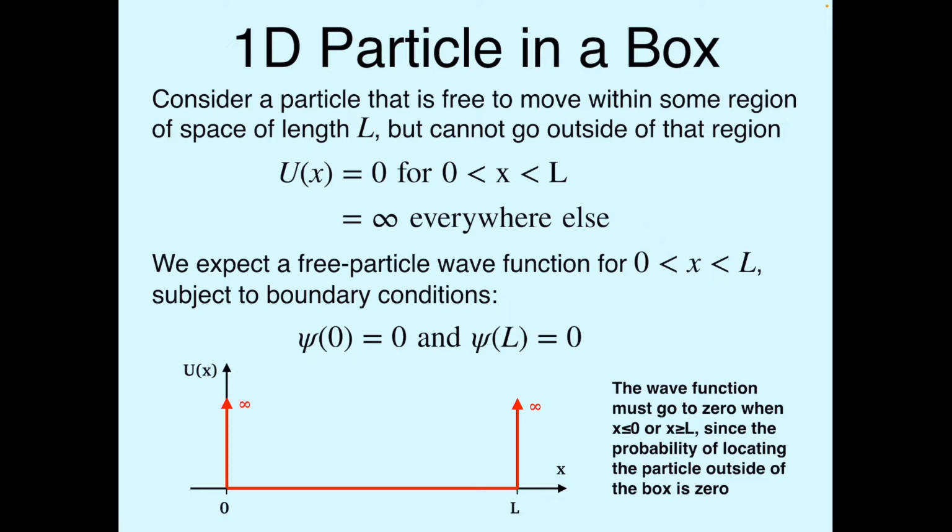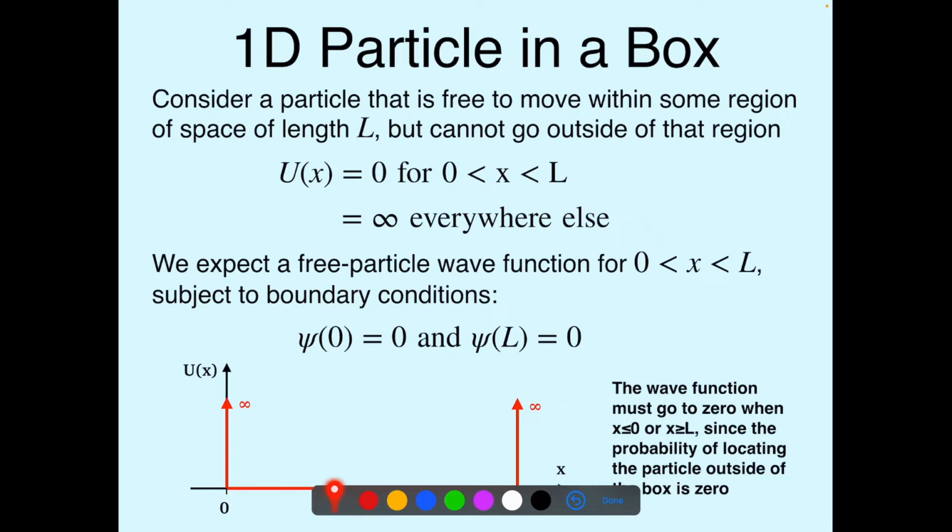So here's what's going on. Let's consider a particle that is free to move within some region of space of length L, but it cannot go outside of that region. So in other words, we have a particle. It can only move in one dimension along a line, and it's restricted to a line of length L, and it can't go outside of that region.